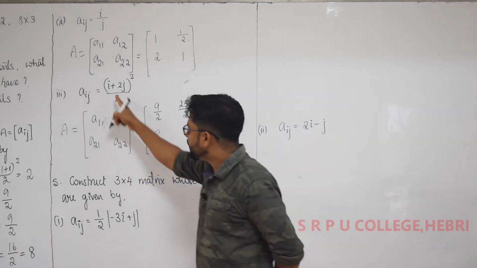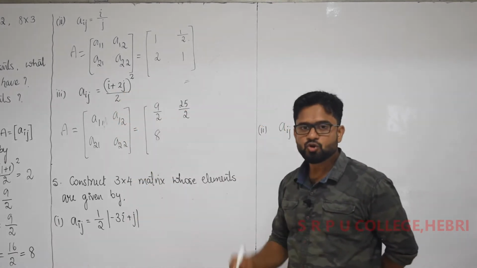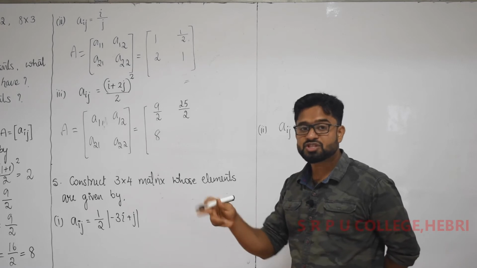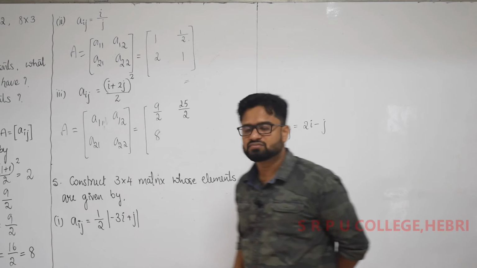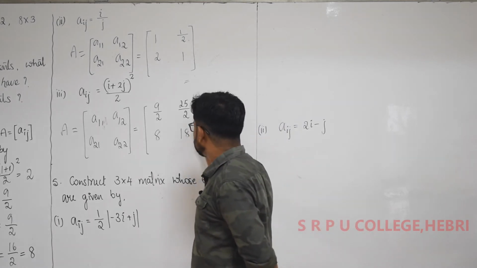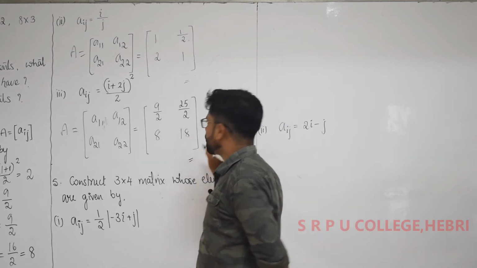Last A22. i is 2, j is 2. 2 plus 2 into 2, 4. 4 plus 2, 6. 6 square 36. 36 by 2, 18. So this is the required 2 cross 2 matrix.